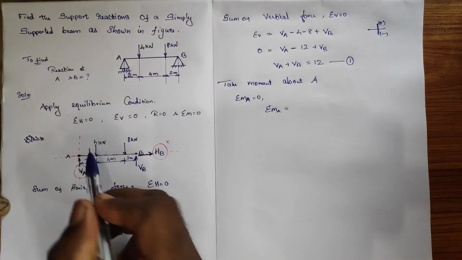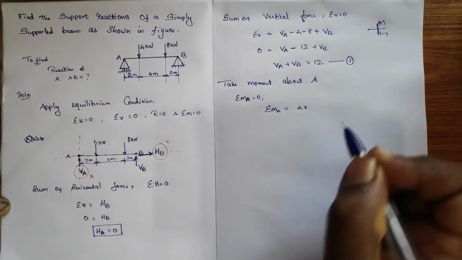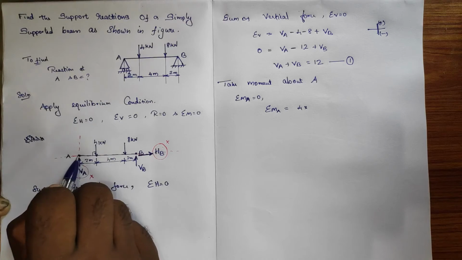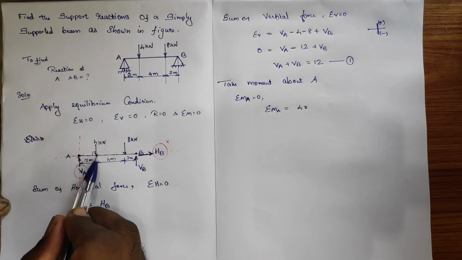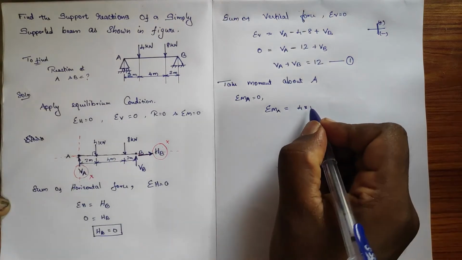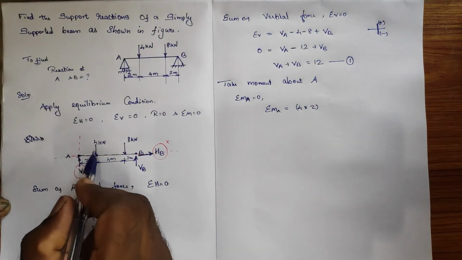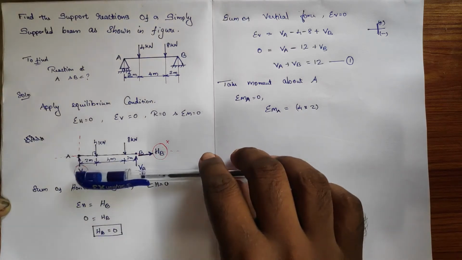Let's start with the first one, 4 kilonewton. 4 kilonewton force into its perpendicular distance. What is the perpendicular distance? We are taking moment about A, so this is the perpendicular distance, am I right? Which is 2, so 4 into 2. What about the direction? The 4 kilonewton force is either rotating in the clockwise or anti-clockwise direction. Just try to give me the answer.